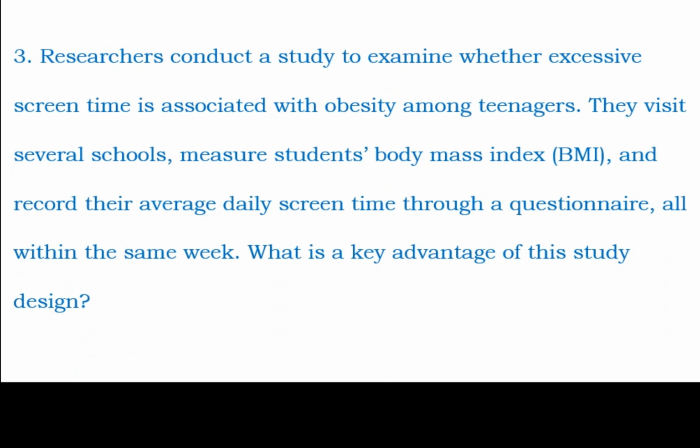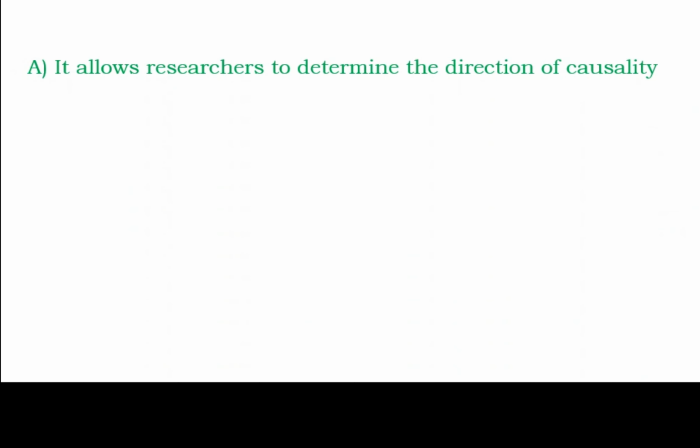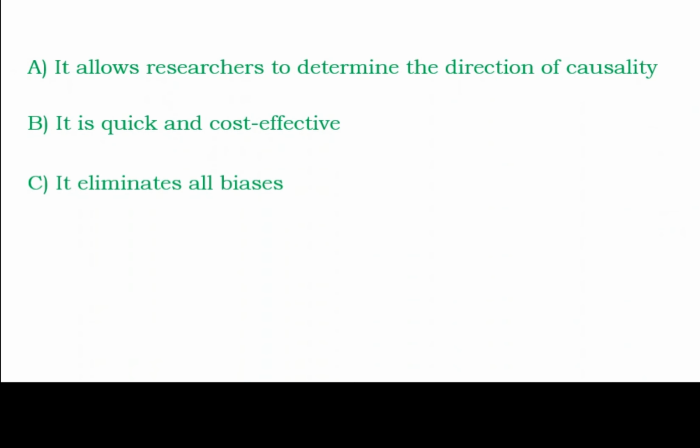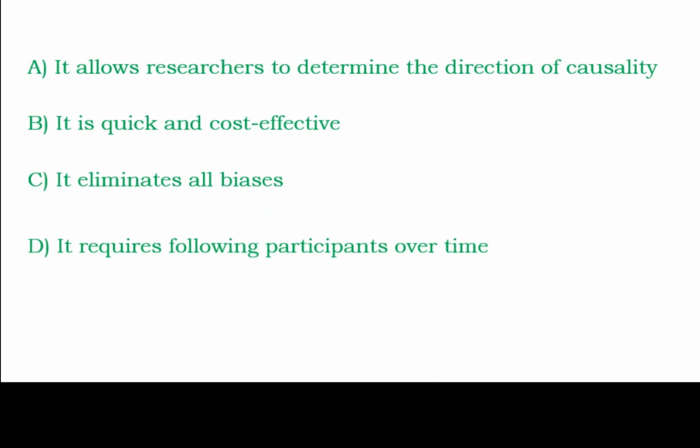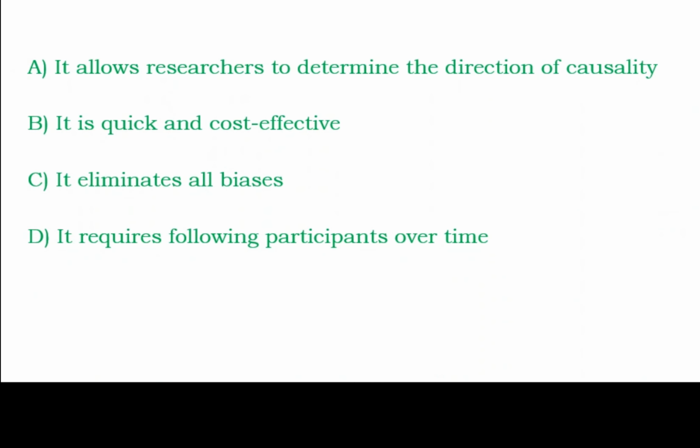They visit several schools, measure students' body mass index (BMI), and record their average daily screen time through a questionnaire, all within the same week. Then what is a key advantage of this study design? A. It allows researchers to determine the direction of causality. B. It is quick and cost-effective. C. It eliminates all biases. D. It requires following participants over time.